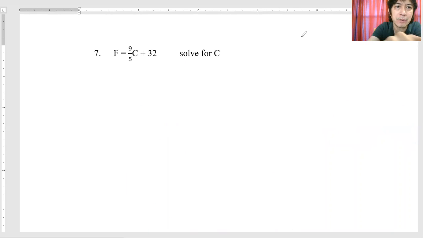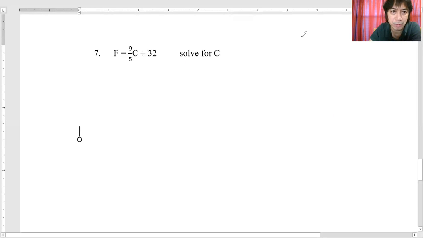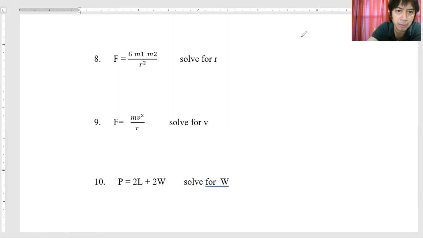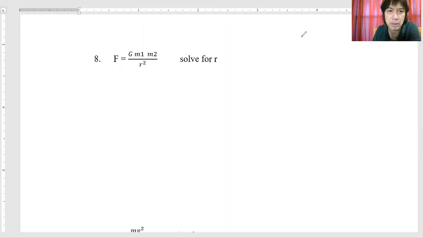All right, let's have the next. I hope you're learning from it. Let's have number 8. Here's number 8. We put more space there. This is something about gravitational force. That's G, the gravitational constant. That's mass 1, mass 2 over the distance between the two masses. Solve for the distance r.